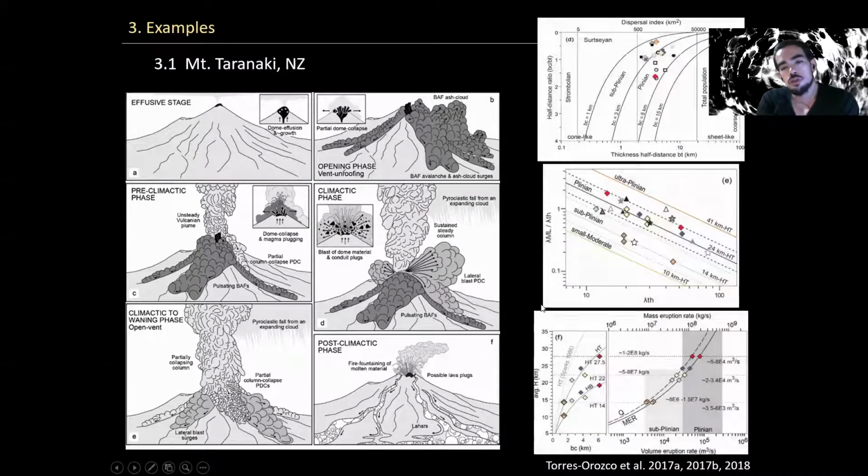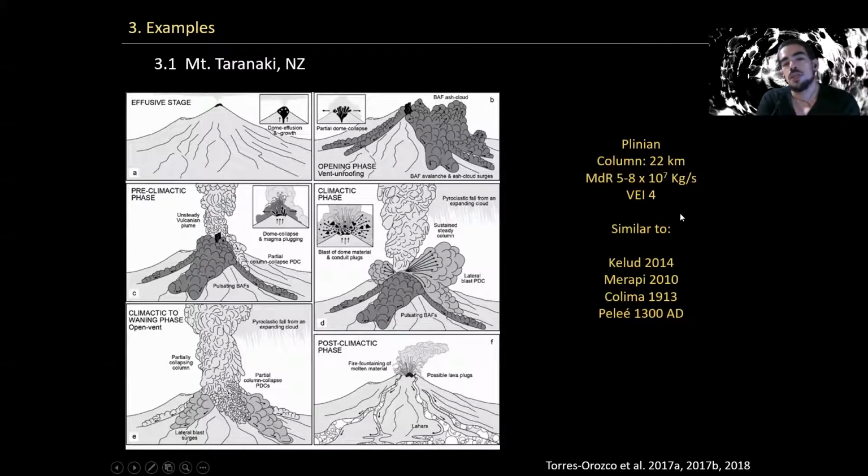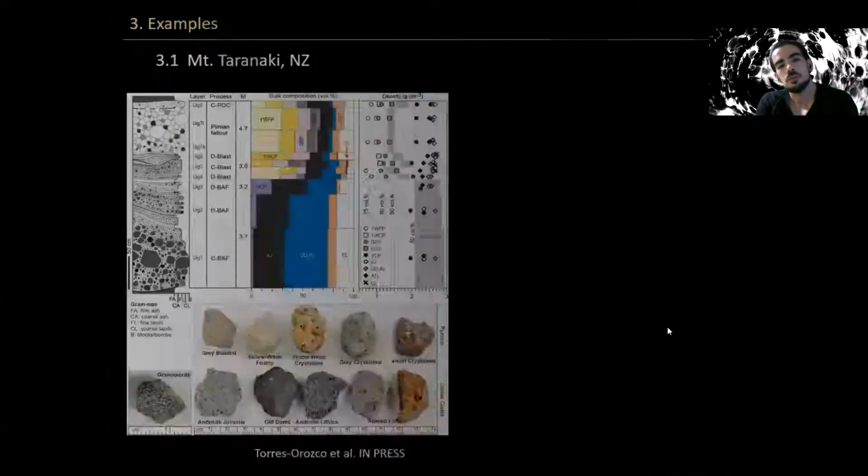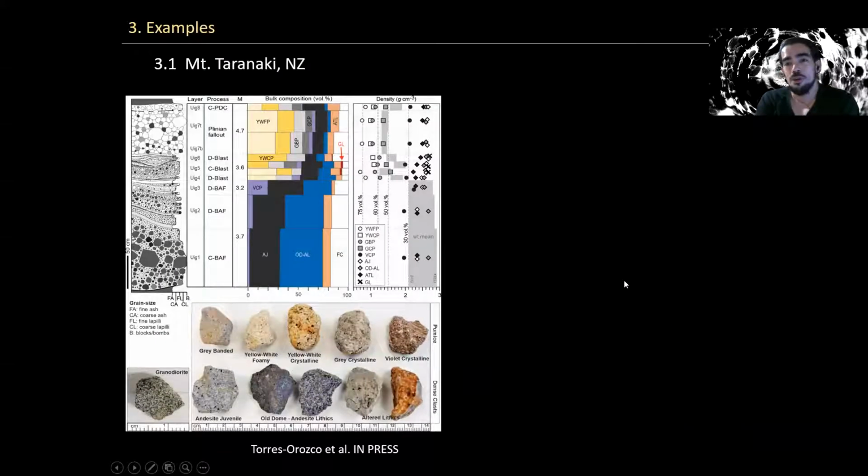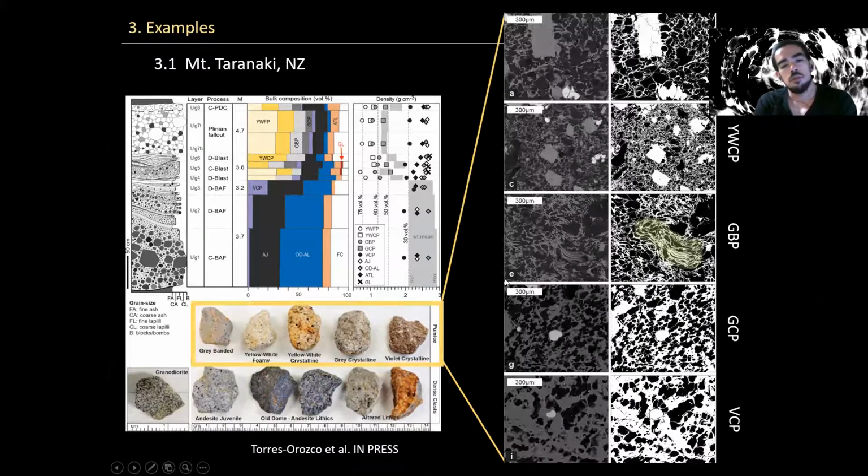This is a huge eruption, which we can classify in the volcanic explosivity index as a 4, which is similar to other types of Plinian eruptions in the world. So once we get all of that sorted from field work, we can in fact understand what are the components of every layer produced by this eruption.